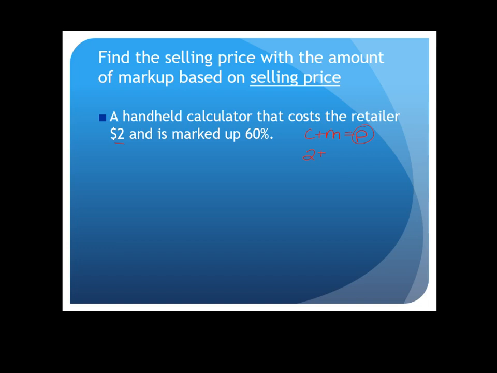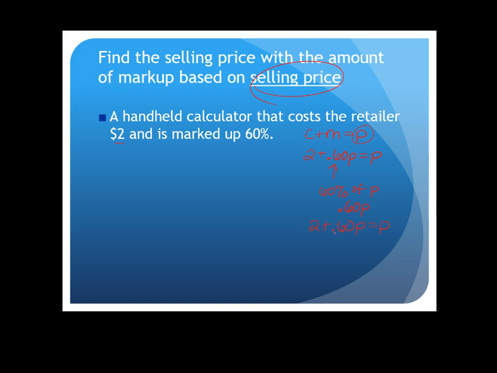Now, this markup is 60%, but it's based on selling price, so 60% of P. So 0.60P. So right here I'm going to put 0.60P, and that equals P. Well, since P is the only variable now, I can actually solve this.